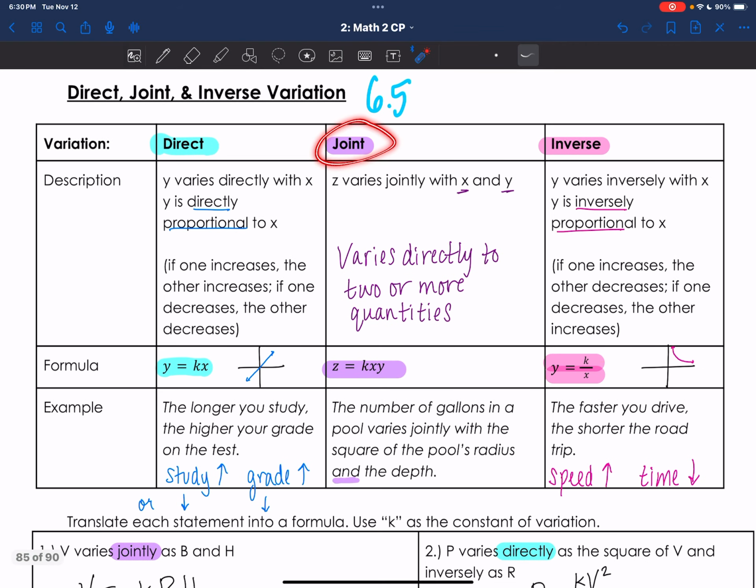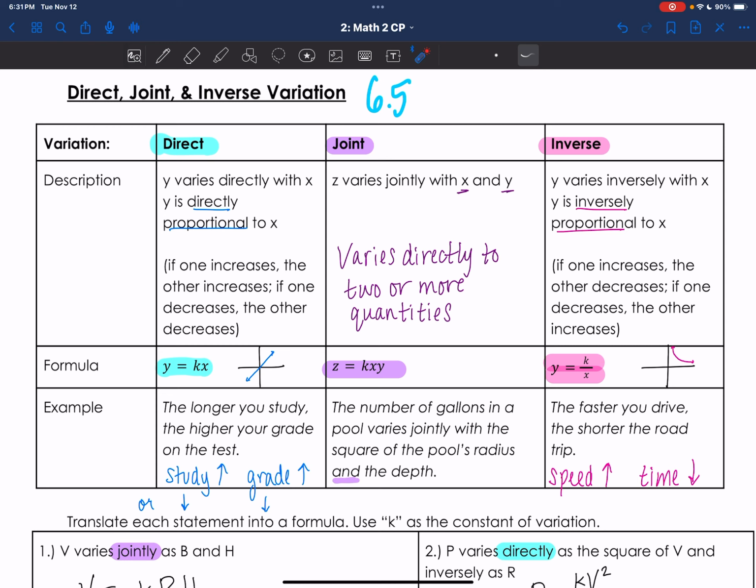Then you have joint variation. So z varies jointly with x and y. So z varies with two or more different quantities. It varies directly, so it's very similar to the direct, but in this instance, you actually have two or more different things. In this case, you have x and y. An example would be the number of gallons in a pool varies jointly with the square of the pool's radius and the depth. So you have your radius and your depth, two different things. That could be your x and your y.